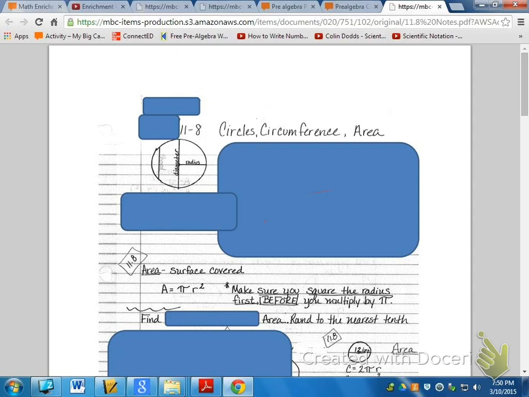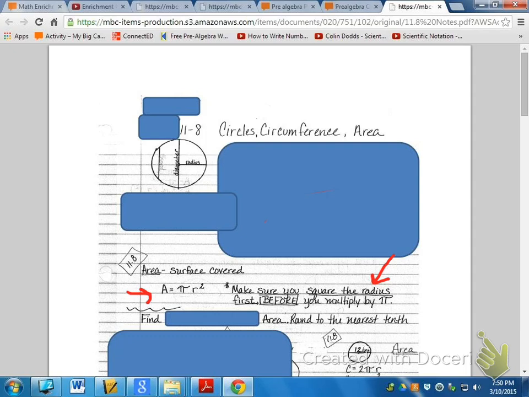So the area formula is pi times radius squared. Make sure that you square the radius before you multiply by pi. If you follow PEMDAS, then exponents have to happen before multiplication.